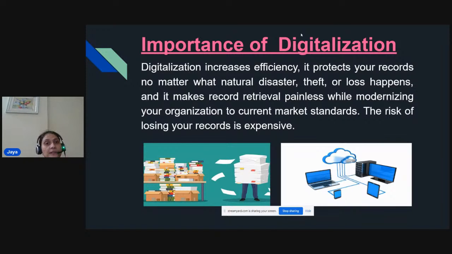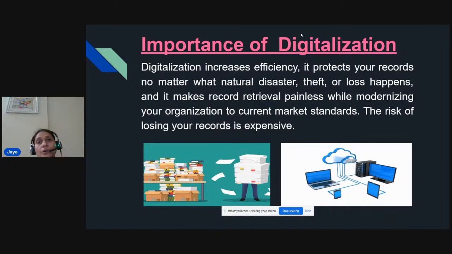By protecting all the data on an online platform. So if some natural disaster has happened, or the document is lost or stolen, or your system has a bug and the data has vanished from the system, you have the option to retrieve that data from the online platform on which you saved it.